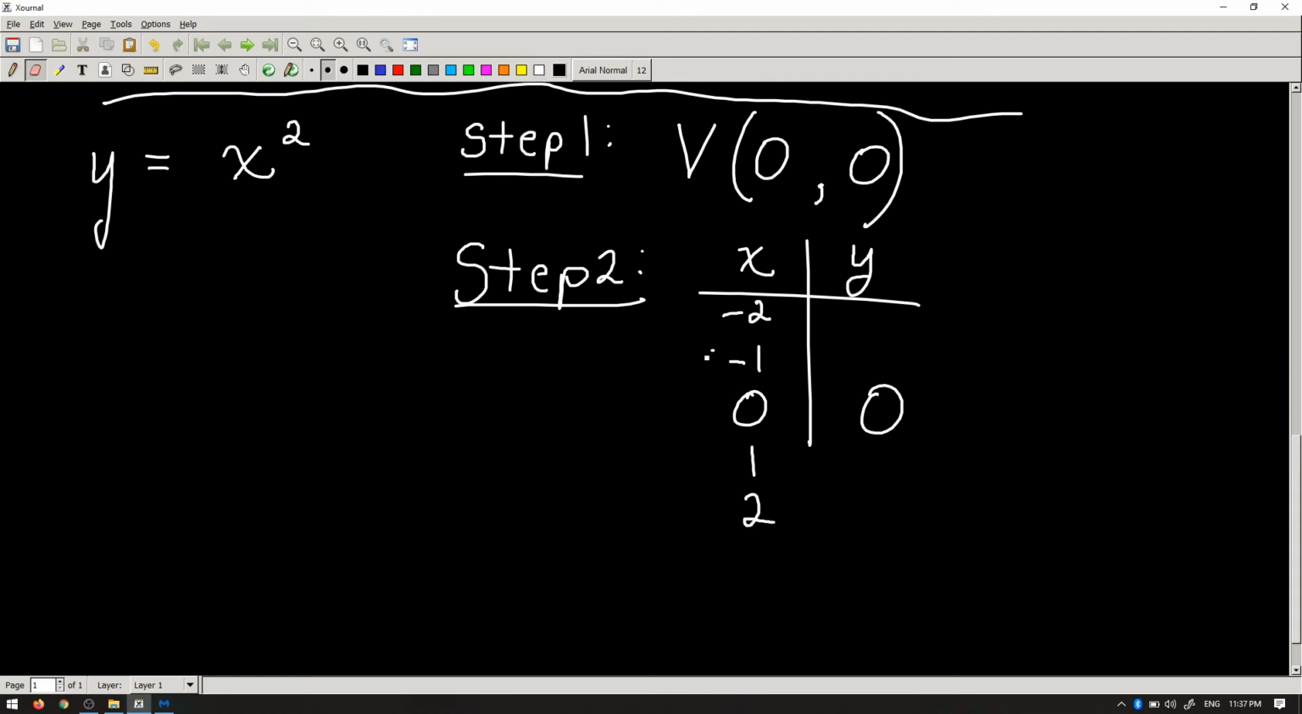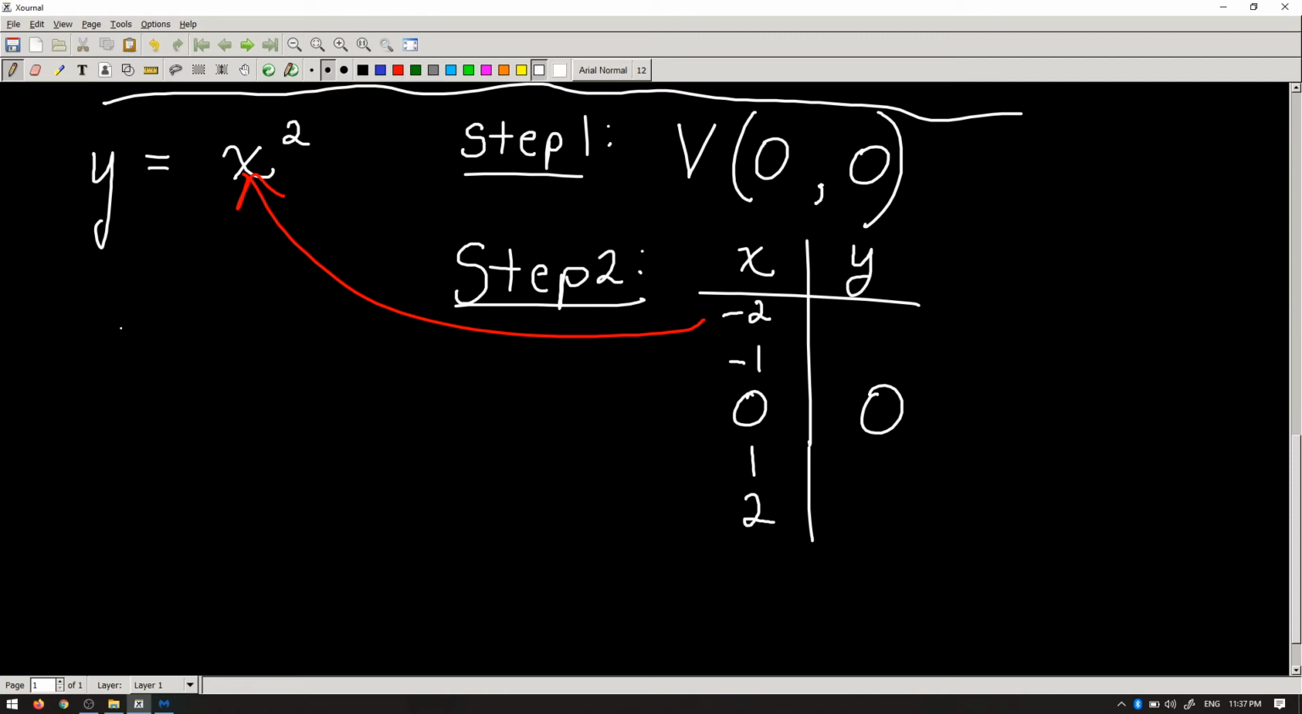So now what? What do I do next? Well, if you notice, I've got some X values that don't have Y values beside them. So how do I get those Y values? I'm going to take these X values, and I'm going to plug them in inside brackets.